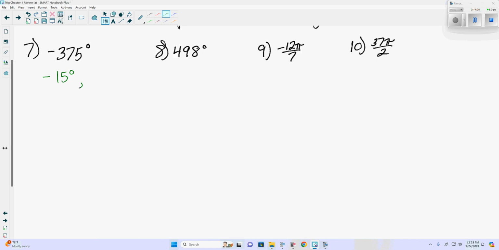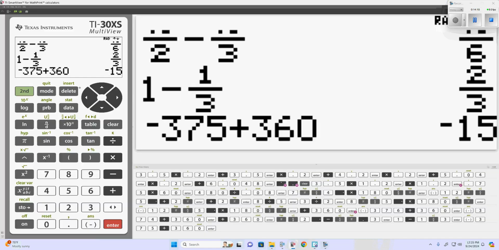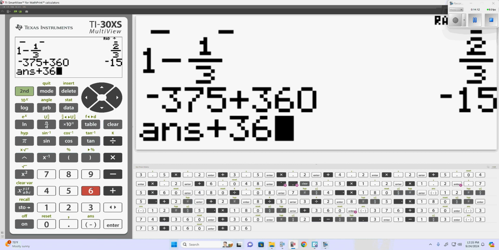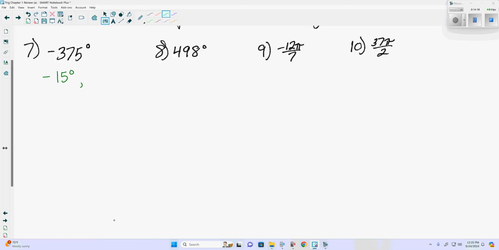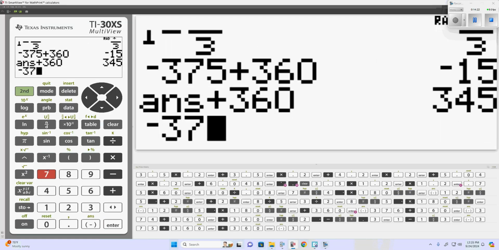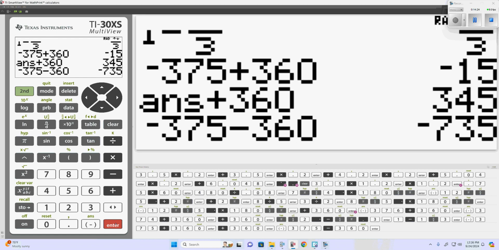I have my negative, yes? I can add 360 again. 345. Now we didn't necessarily have to add first. I could have started off with subtracting 360. So -375 is a negative coterminal angle.